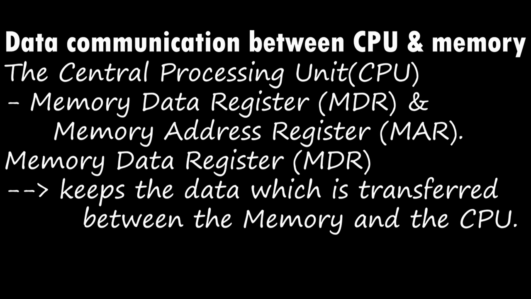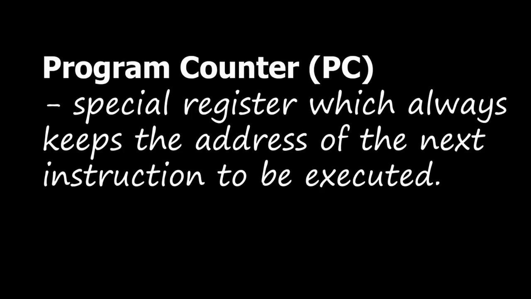Then next we have the PC, which is the program counter. This is an important 2-mark question. When you see this in your book, underline it and learn it. The PC is a program counter. This is a special register in the CPU which always keeps the address of the next instruction to be executed. We have instructions to do a specific task, right?